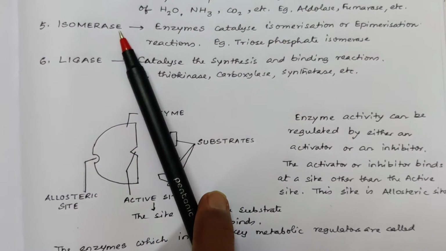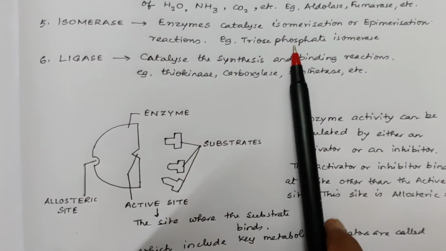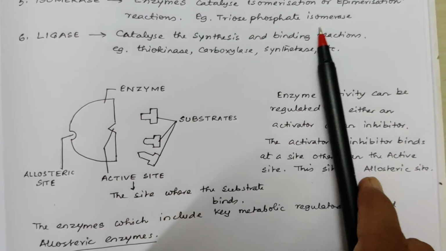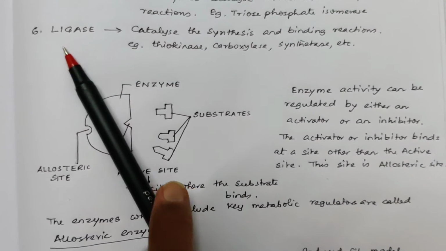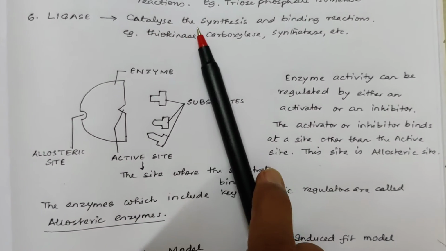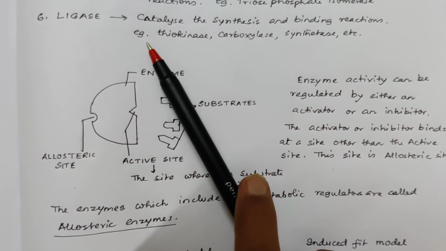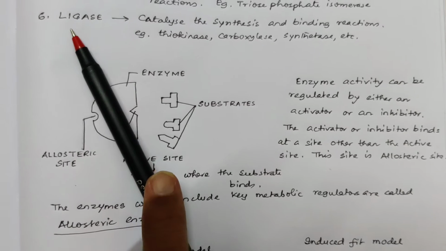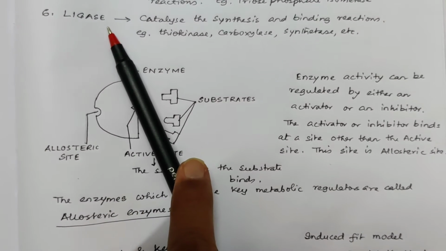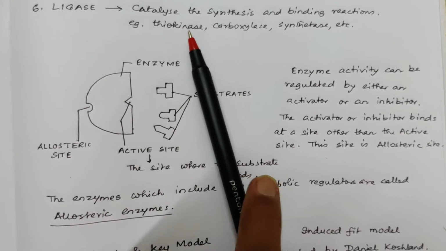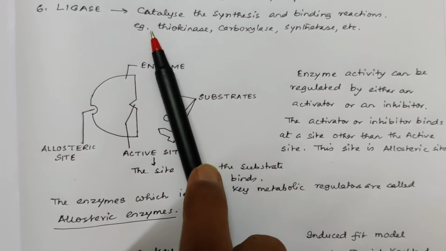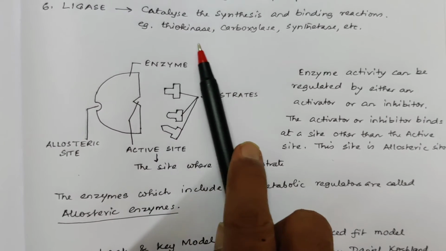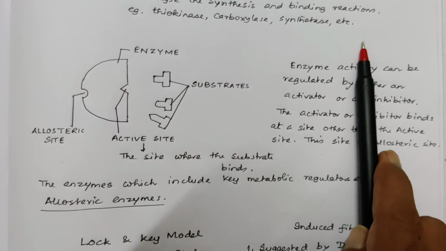Number 5 is isomerase. Isomerases are the enzymes that catalyze isomerization or epimerization reactions. For example, triose phosphate isomerase, etc. And ligases are those enzymes that catalyze the synthesis and binding reactions. For example, if you have known the DNA replication, there we have the DNA ligase, which joins the Okazaki fragments. I have already given you the video. Here the examples may be thiokinase, carboxylase, synthetase, etc.